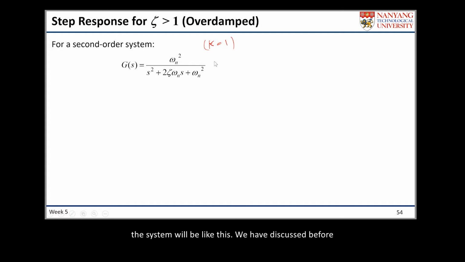We have discussed before, when we discussed an overdamped system, that if you have an overdamped system, you will have 2 real negative poles, right? 2 real different negative poles. You have S1 and S2. Both of them are real numbers, but S1 is not equal to S2, right? This is what we discussed before when we have an overdamped system.